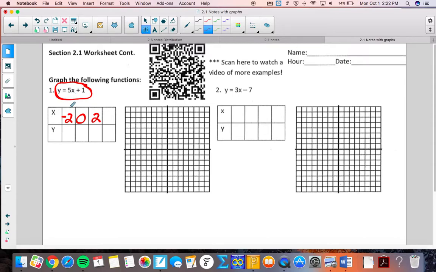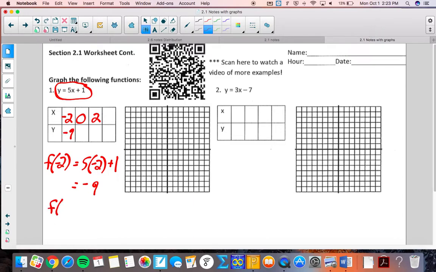When I plug in negative 2, so let's try f of negative 2, I'm going to substitute in negative 2 for x. And then when I crunch that out, I get negative 9.